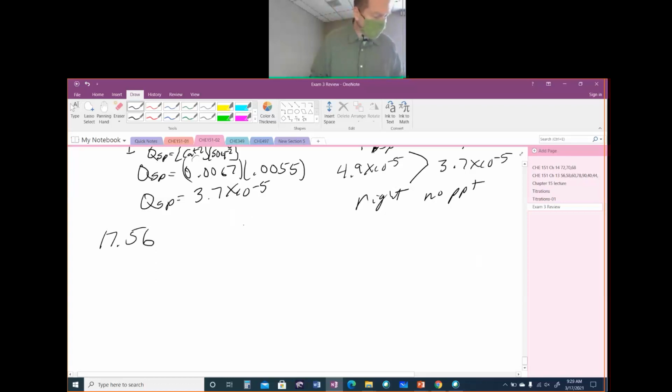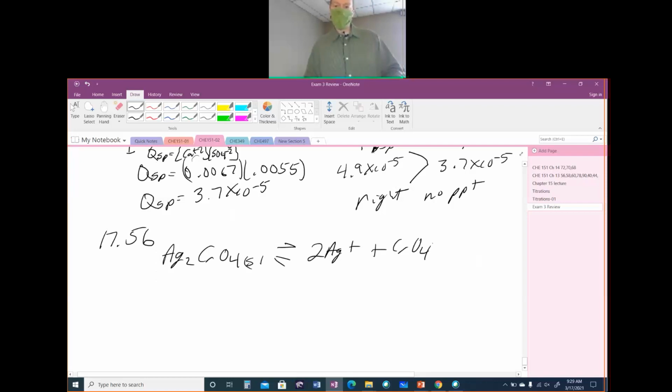All right, okay, now this is where we get into some fun here. All right, what is the Cl minus concentration? So there's a lot of stuff going on here. What is the Cl minus concentration just as your Ag2CrO4 begins to precipitate? All right, so we have our 2 Ag plus, we have our CrO4 minus 2.